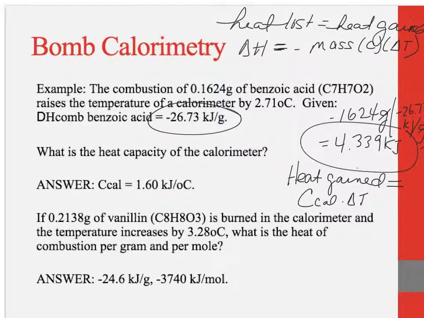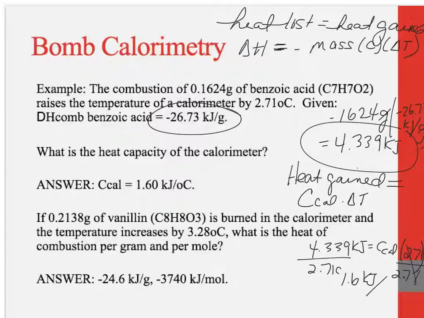So 4.339 kilojoules equals kilocal times 2.71. So we divide both sides by 2.71. And we're going to get an answer of 1.6 kilojoules per degree Celsius, which equals our kilocalories, which matches up with that. I need to figure out how to give myself some more room here.